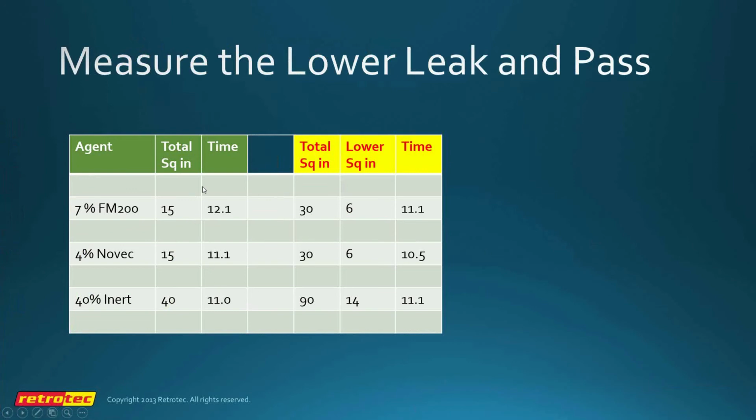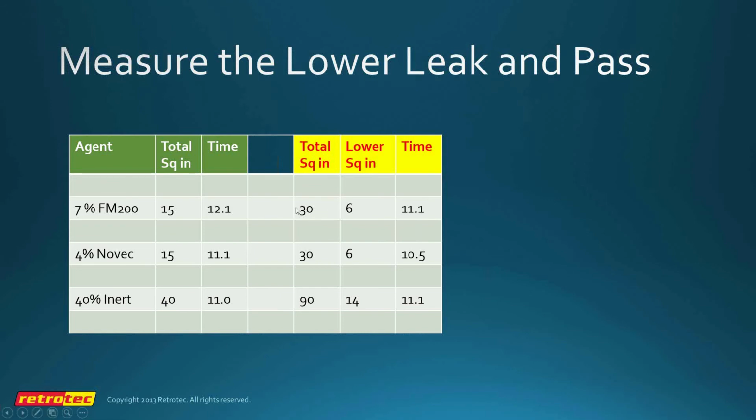just backing up here, we show here an enclosure that is being tested using a whole room approach. And here the enclosure leakage needs to get down to 15 square inches in this case to pass with FM200, but we can have a total of 30 square inches of leakage as long as the lower leak is a small fraction of the upper leak, and we still get the retention time that we need.